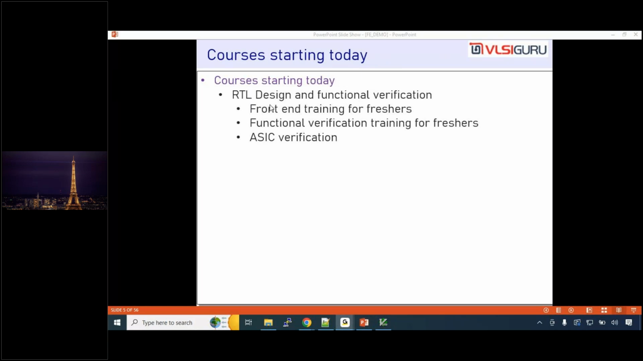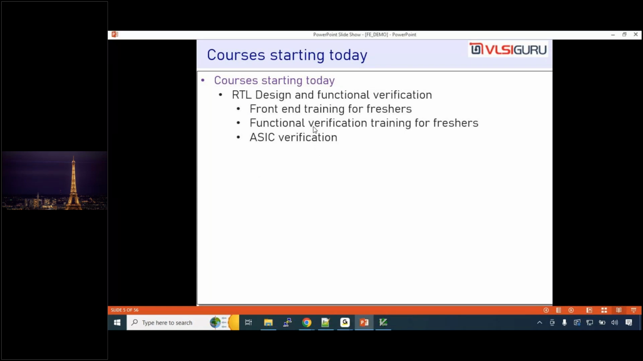The same course, RTL design and functional verification, is also called front-end training for freshers. When I call it VLSI front-end training for freshers, and when I call it design and functional verification, both the courses are the same. Same thing for functional verification training for freshers and the ASIC verification. Whatever name I use, all are referring to the same thing.